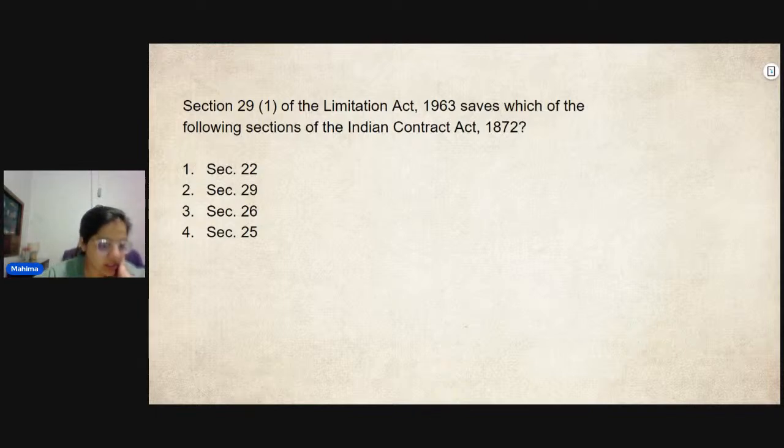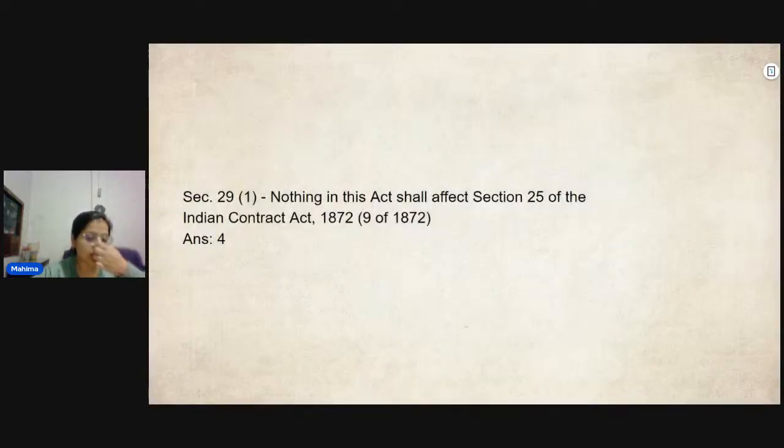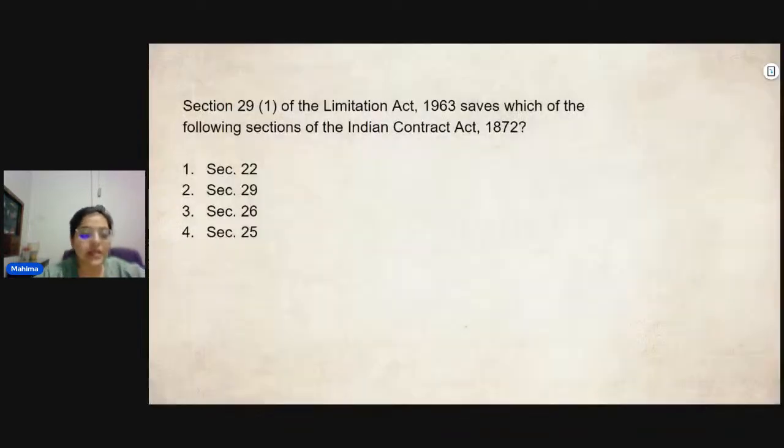Shubham is saying D. Pritika is saying again D. Okay, that was for the previous answer. I think Divya is saying D. Meda is saying D. Yes, it is D. It is section number 25, which is saved by section 29.